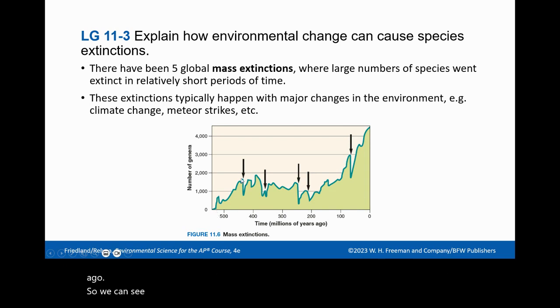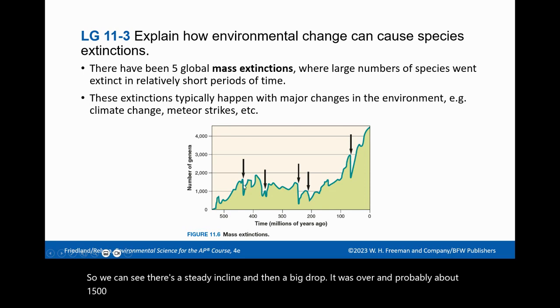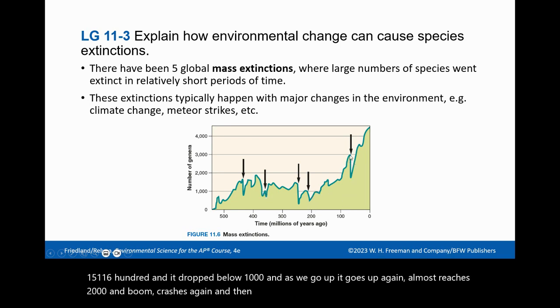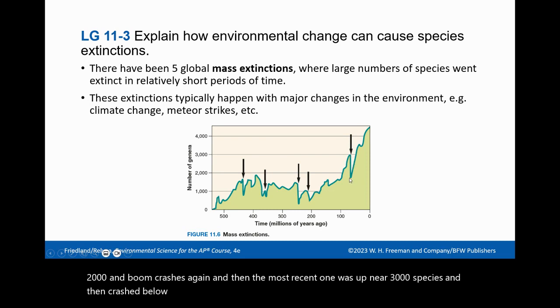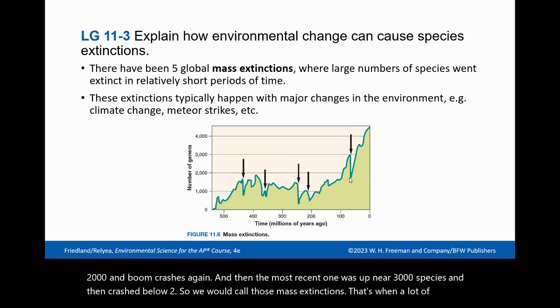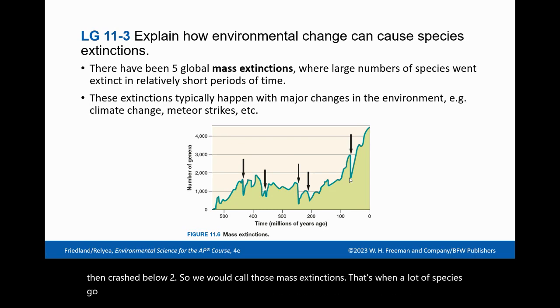There's a steady incline and then a big drop. It was up to probably about 1500, 1600, and then it dropped below 1000. And as we go up, it goes up again, almost reaches 2000, and boom, crashes again. And then the most recent one was up near 3000 genera and then crashed below 2000. So we would call those mass extinctions. It's when a lot of species go extinct in a short amount of time.